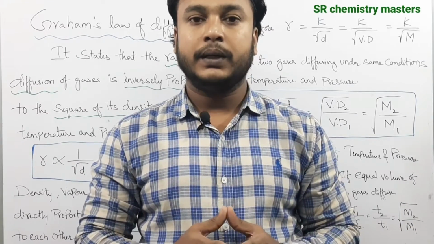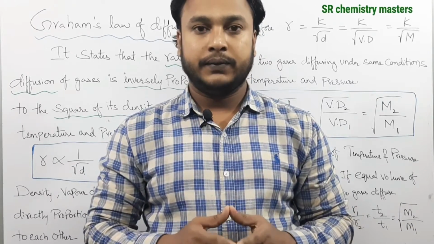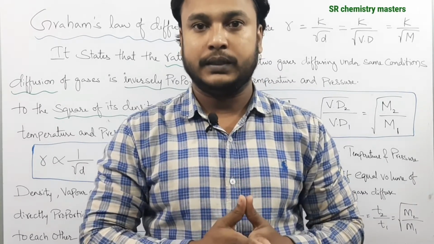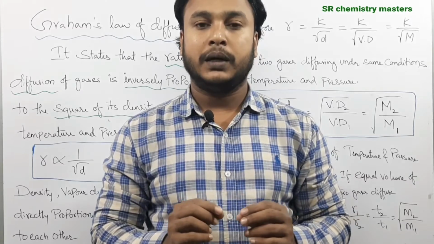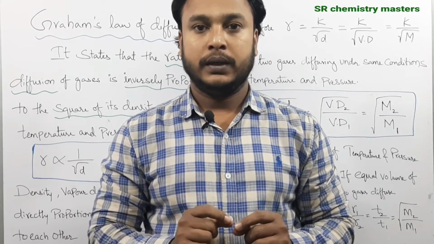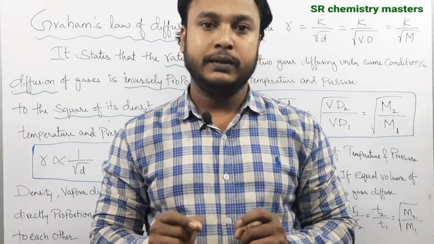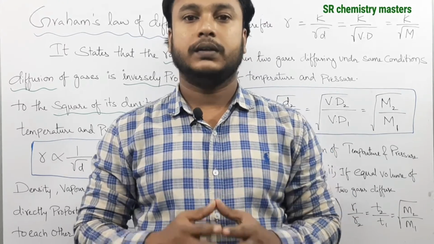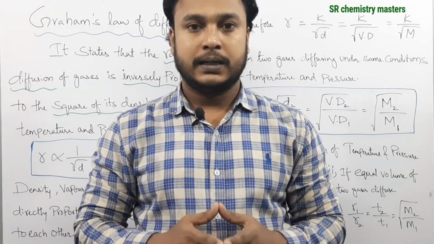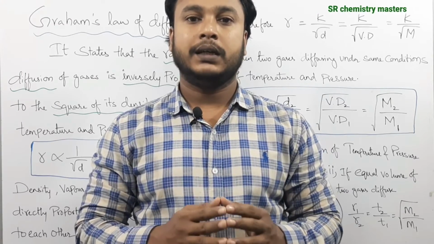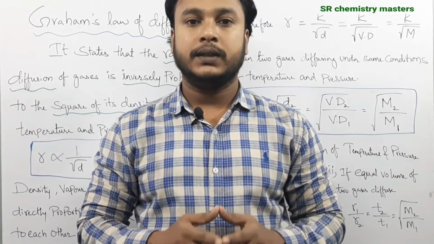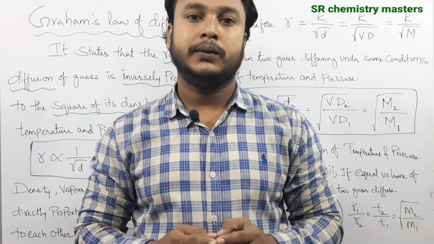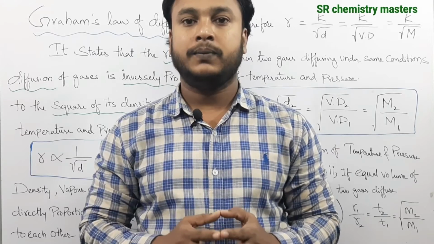And at the end we are going to see the definition of effusion. Remember that effusion is a kind of diffusion which occurs through a small aperture or small hole. When the gas is diffusing through a small hole, that is considered as effusion. And this is Graham's law of diffusion, in which the rate of diffusion of a gas is inversely proportional to the square root of its density. In the next video, we are going to see Dalton's law of partial pressure.